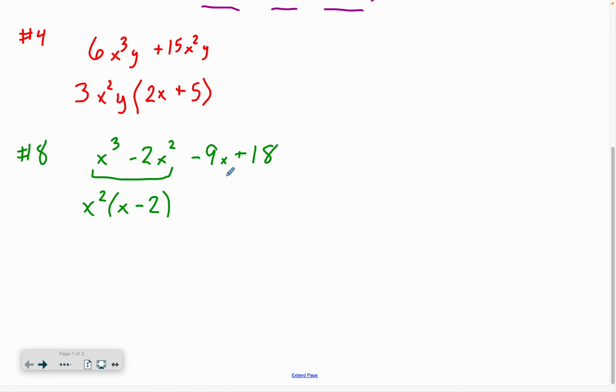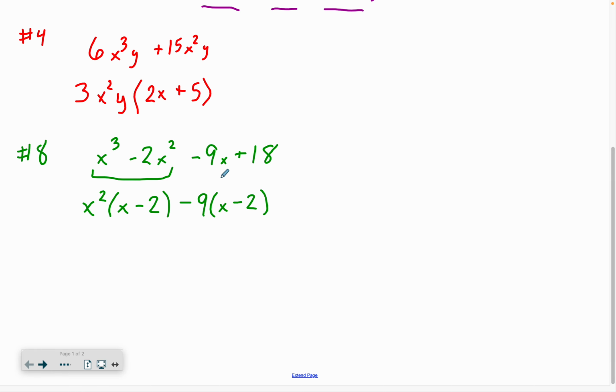Typically what we will try to do is factor out the number so that this x term is positive. So since this is a minus 9x, I'm going to factor out a negative 9. And then I'll just have an x inside the parentheses. Whereas if I just factored out a plus 9, then I'd have a negative x inside the parentheses, and we typically don't like that. So try to keep that x term inside the parentheses positive. And when I factor negative 9 out of a positive 18, I get minus 2.